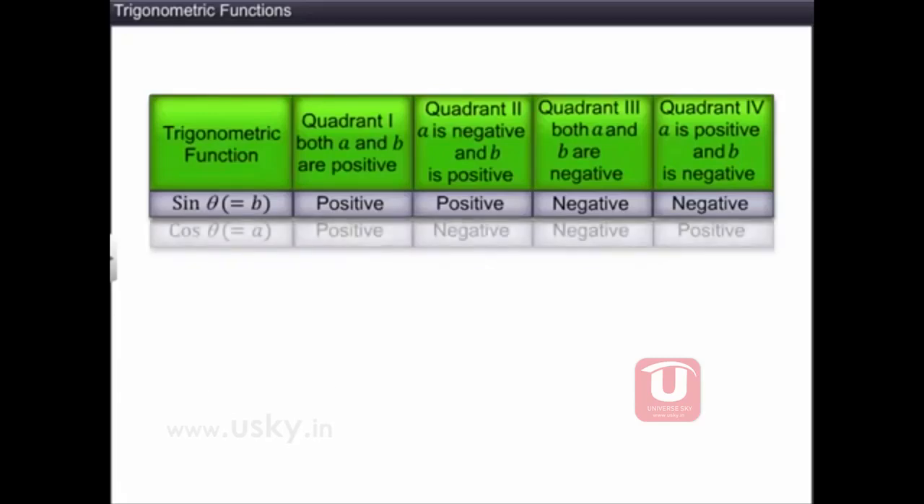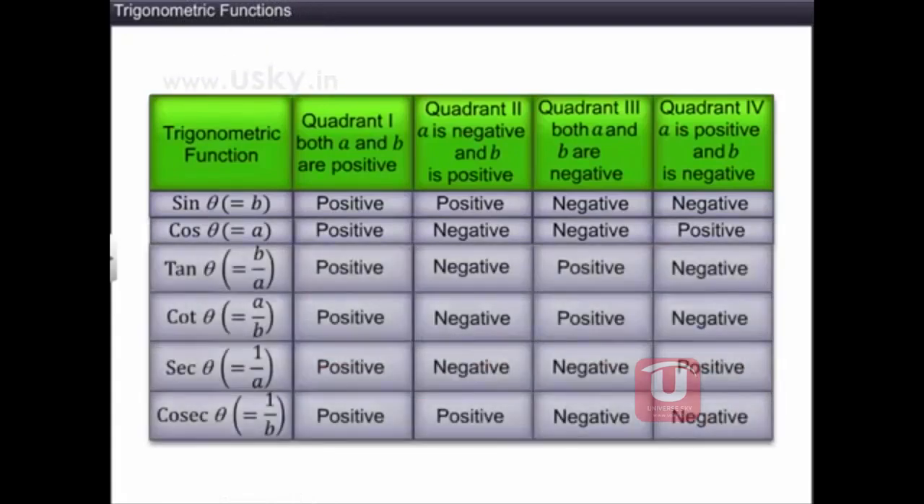Similarly, the x-coordinate of point P is negative in the second and the third quadrants, and therefore the cos function is negative in these quadrants. Similarly, the x-coordinate is positive in the first and the fourth quadrants, and therefore the cos function is positive in these quadrants. Similarly, we can find the signs of the other four functions in different quadrants.